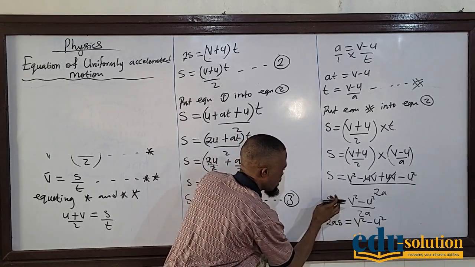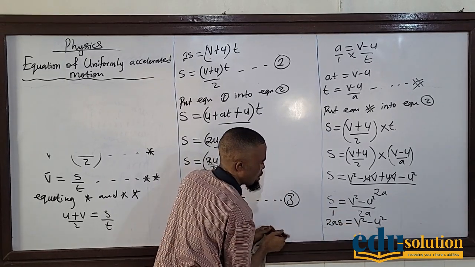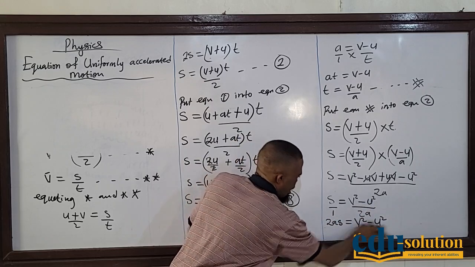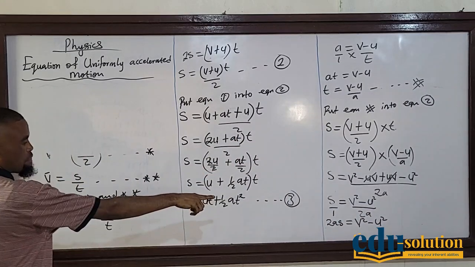So if we cross multiply, s times this, we have 2as, and then we have 1 multiply this, we're having all of them again. So I want to make v squared subject of formula.